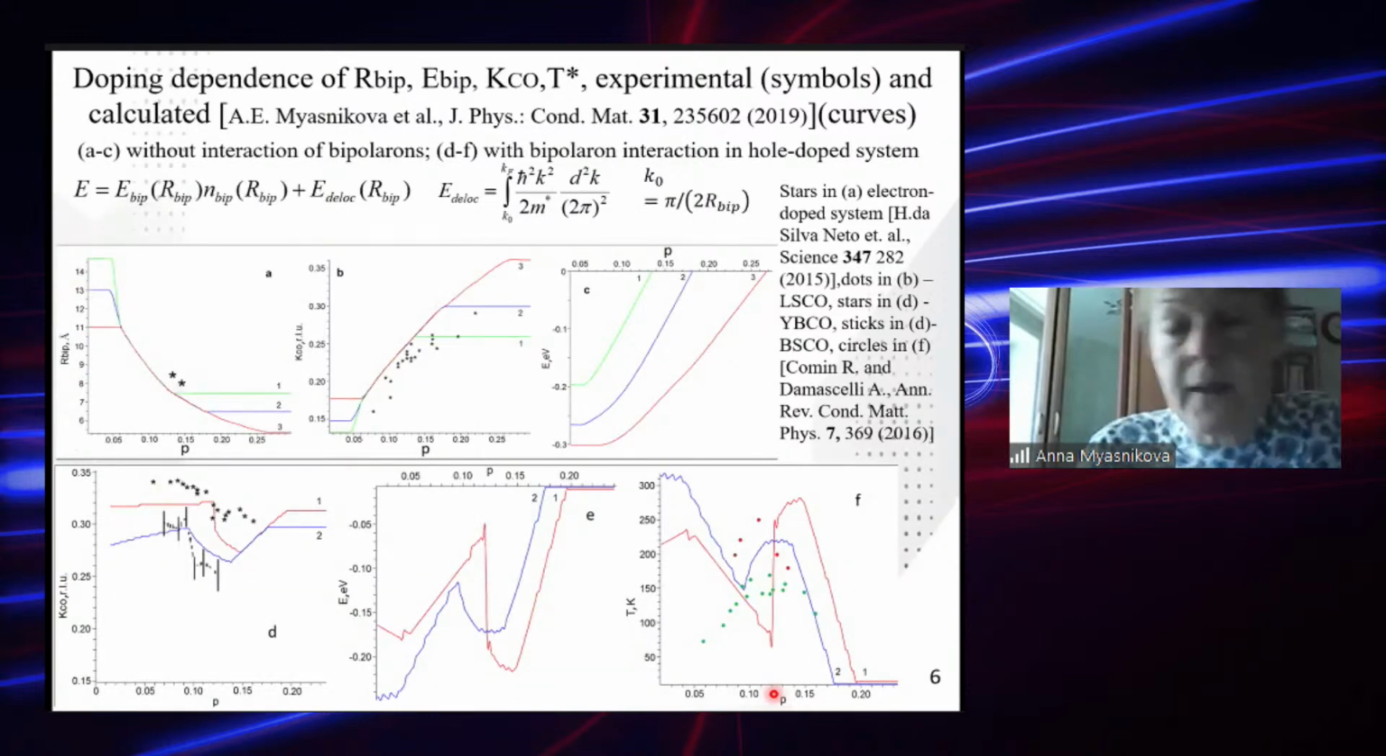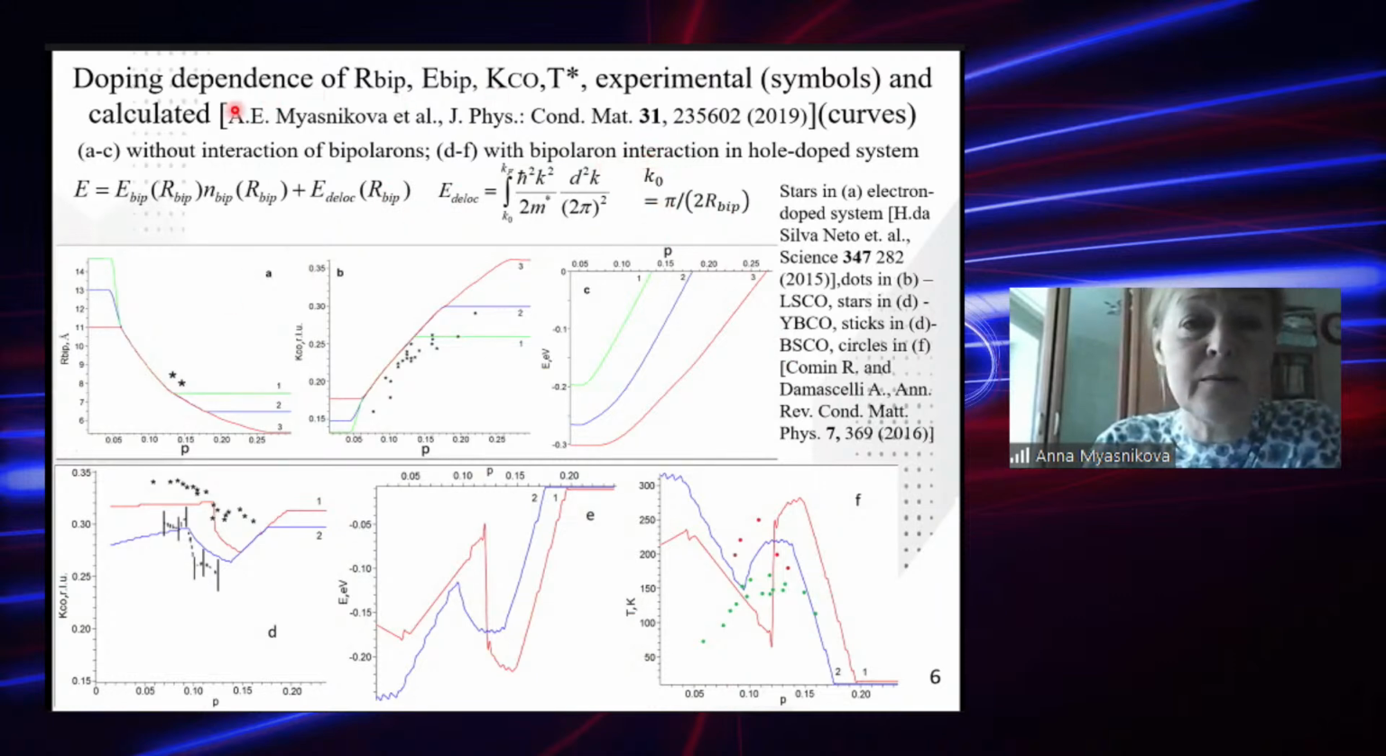Using this generalized variational method, we carry out variation over the bipolaron size, taking into account the energy of localized and delocalized carriers. For delocalized carriers also, the energy depends on the bipolaron size through the maximum momentum in the bipolaron. And the results are represented here.